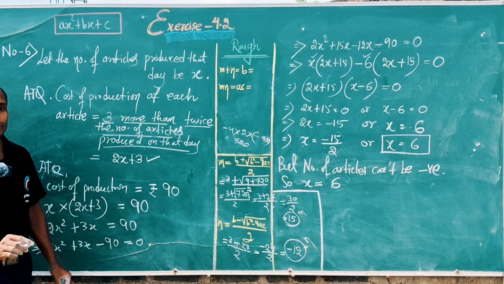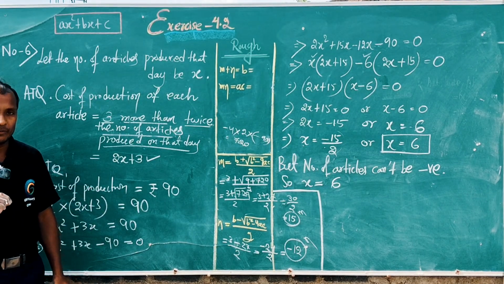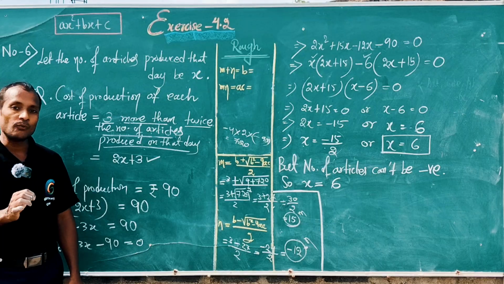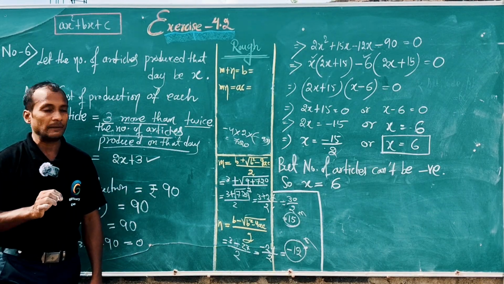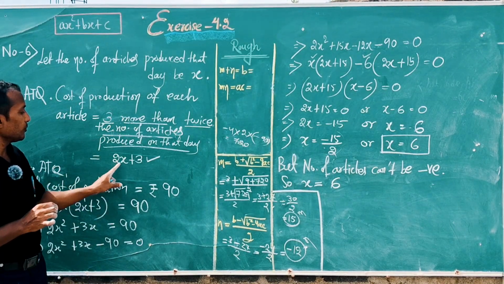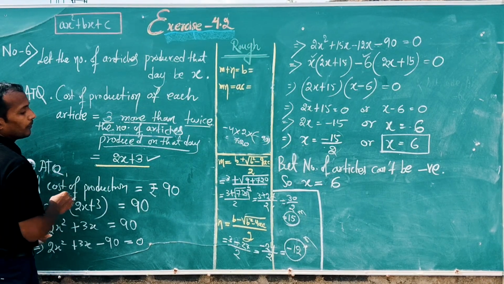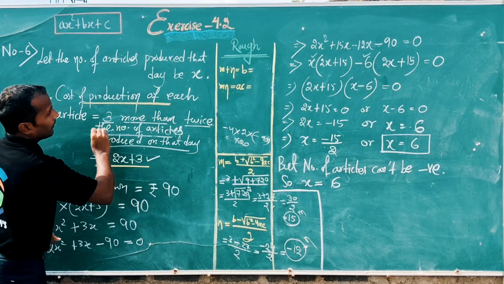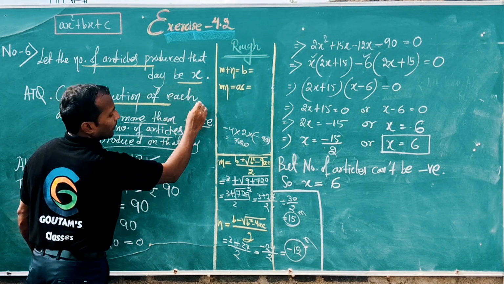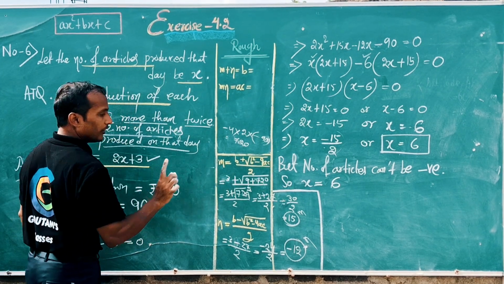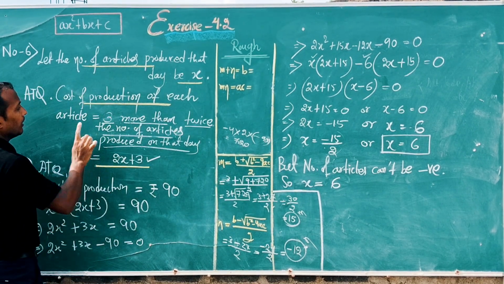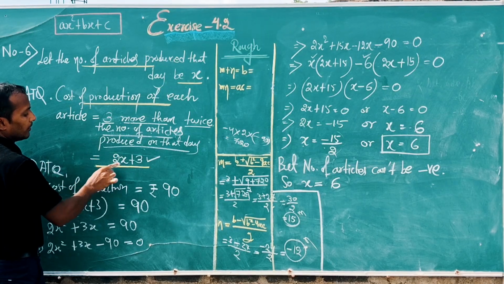Clear? Now question is asking you, find the number of articles produced on that day and also find the cost of production of each article. So cost of production of each article is 2x plus 3, we have shown here. So we will calculate this value to get the cost of production of each article. And number of articles produced is x, which we have already shown here. x is equal to 6, means 6 articles were produced. And cost of production of each article we will calculate.